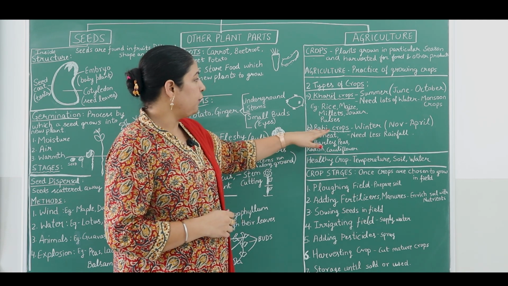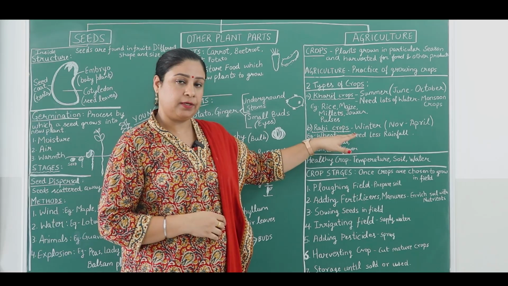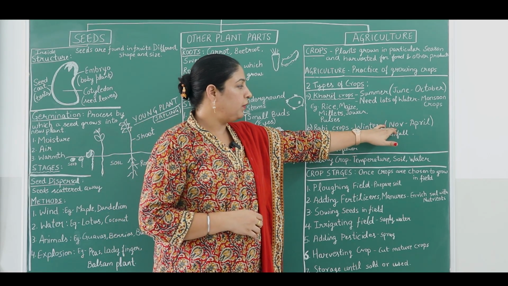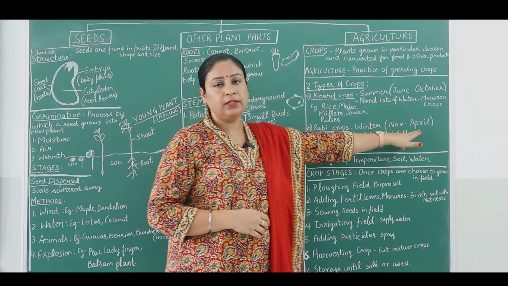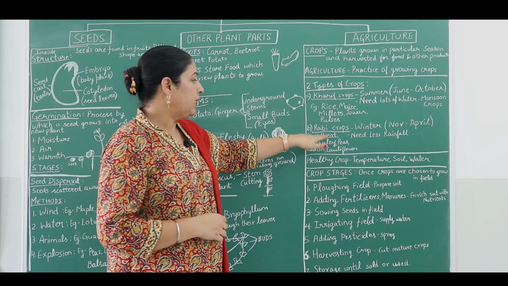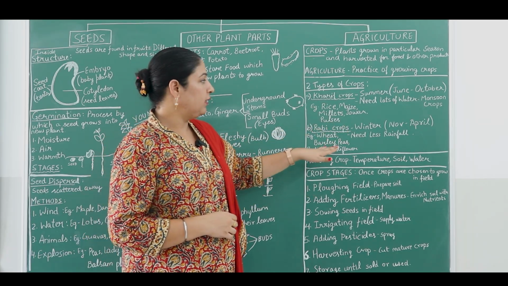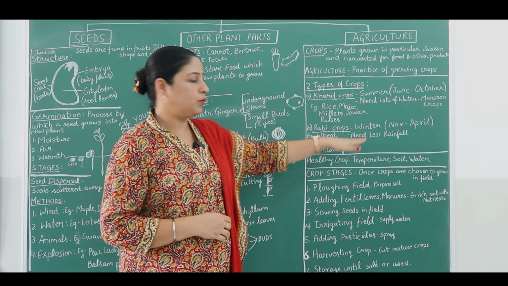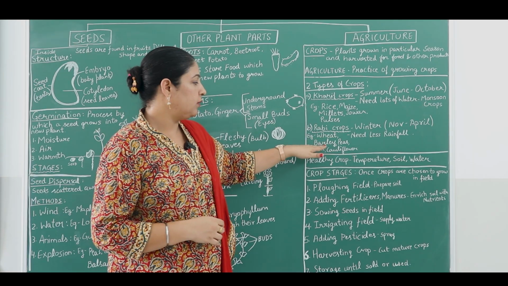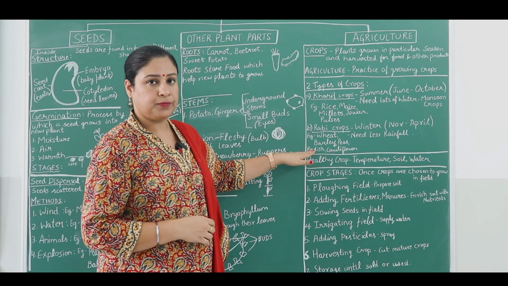The second type of crop is rabi crop, which is also known as the winter crop. It is sown during the month of November and harvested around the month of April. Rabi crops need less rainfall. That's why they are not sown in the month of monsoon. So the rabi crops example are wheat, barley, peas, cauliflower, radish.